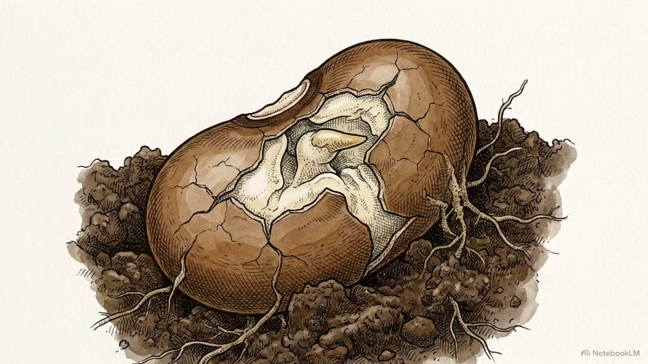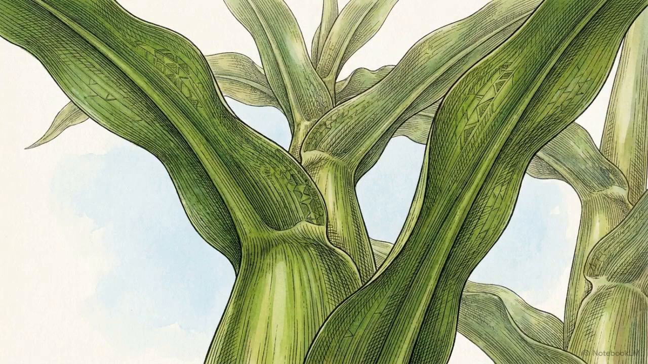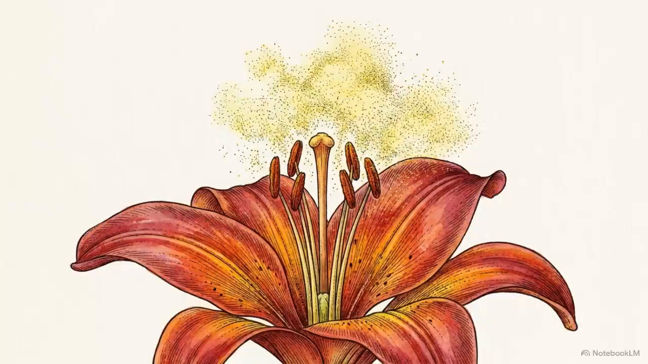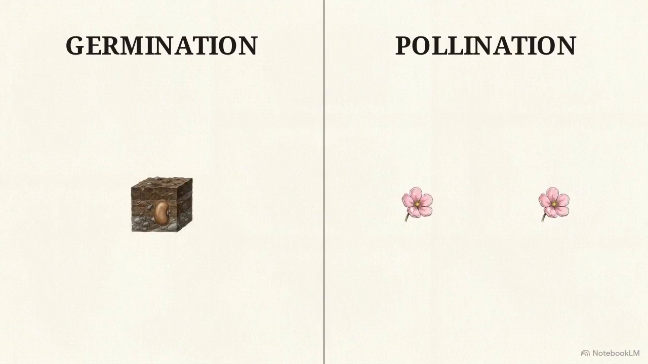Think about a dry, dormant seed buried in the dirt. How does it suddenly wake up and grow into a massive plant? And stepping back even further, how did a plant manage to manufacture that specific seed in the right location to begin with? This split-screen diagram maps out the two processes that answer those questions.